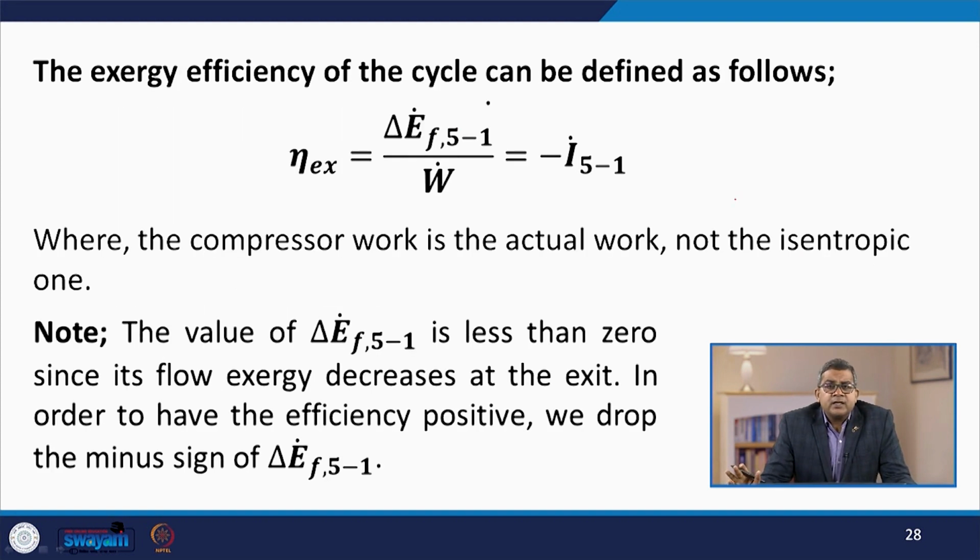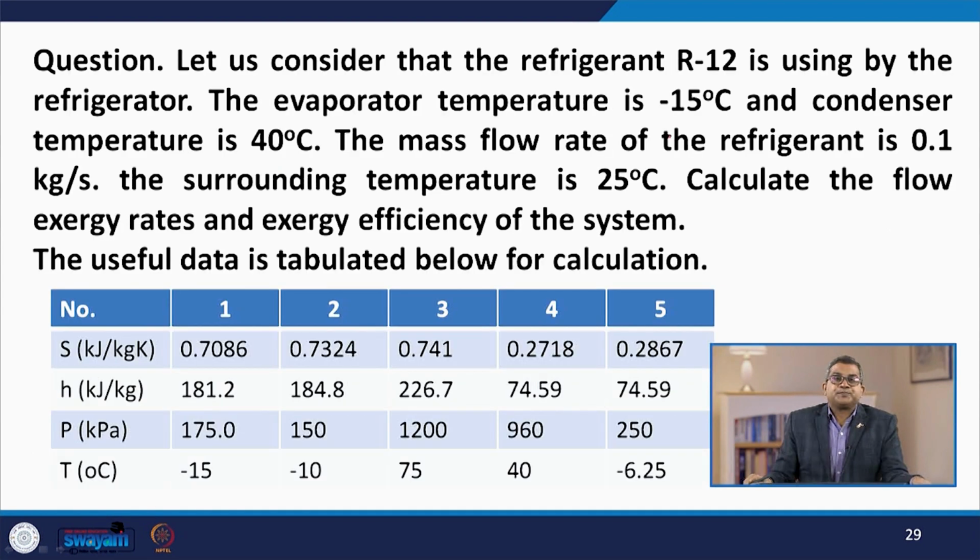So, the exergy efficiency of the cycle can be defined as eta E equals delta EF 5 to 1 upon W, which is equal to minus I 5 to 1, where the compressor work is the actual work and not the isentropic one. The value of delta EF 5 to 1 is less than 0, since its flow exergy decreases at the exit, and in order to have the efficiency positive, we drop the minus sign for this delta EF 5 to 1.